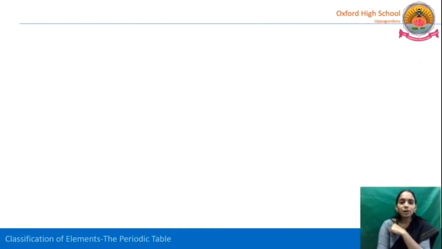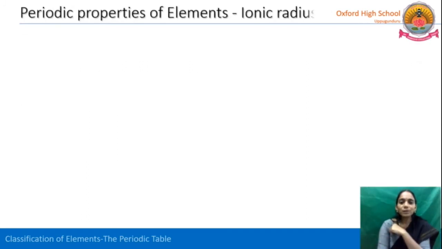Just now we discussed the atomic radius, and we have seen how the atomic radius trends in groups and periods. Let us now discuss the ionic radius. What are ions? We know that positive ions and negative ions are cations and anions. Then how to calculate the ionic radius? So what is ionic radius?